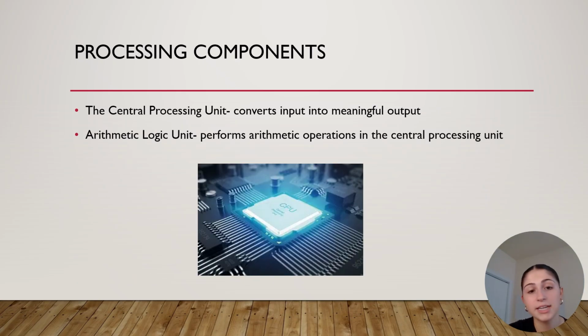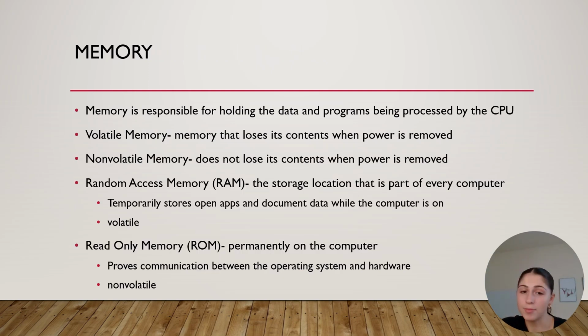Next, we have our processing components. The central processing unit is what converts that input into meaningful output. Then we have the arithmetic logic unit, which is going to perform arithmetic operations in the central processing unit. Next, we have memory. Memory is what is responsible for holding the data and programs being processed by the central processing unit. There's volatile memory, non-volatile memory, random access memory, and read-only memory.